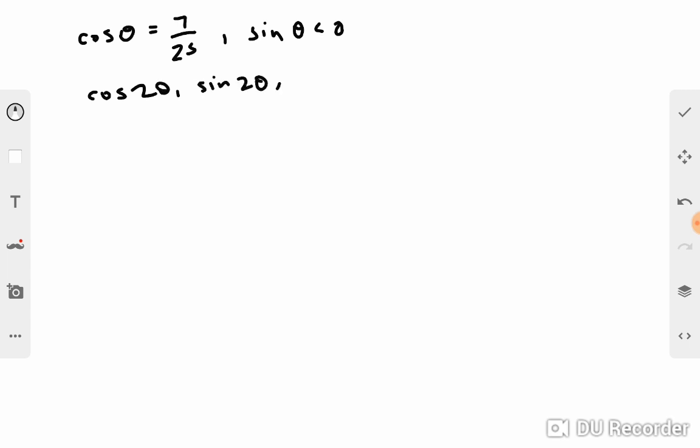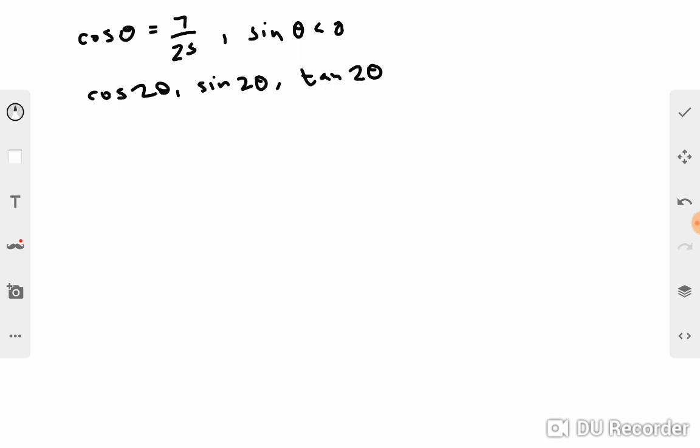Okay, so let's say that we're given a value, such as cosine theta equals 7 over 25, and we know that sine theta is negative. And we want to find the values for cosine 2 theta, sine 2 theta, and tangent 2 theta. Now you can't just double what we're given because that wouldn't be the same thing. We're trying to double the angle and then find the sine, cosine, and tangent.